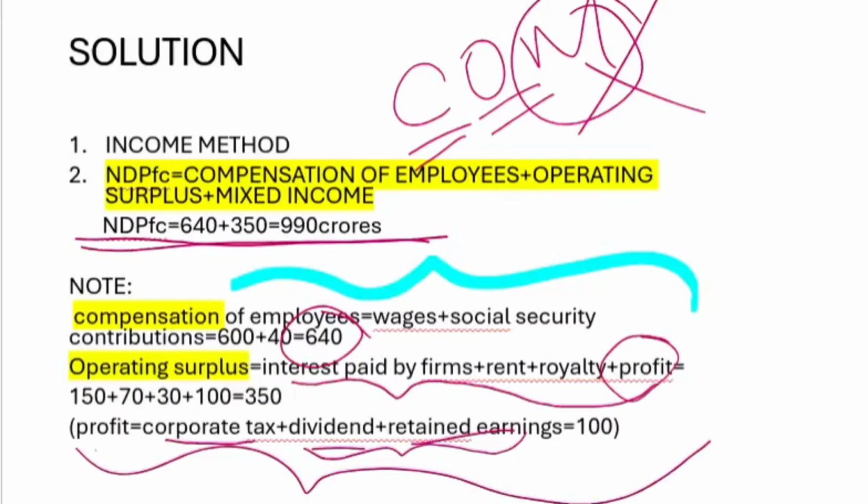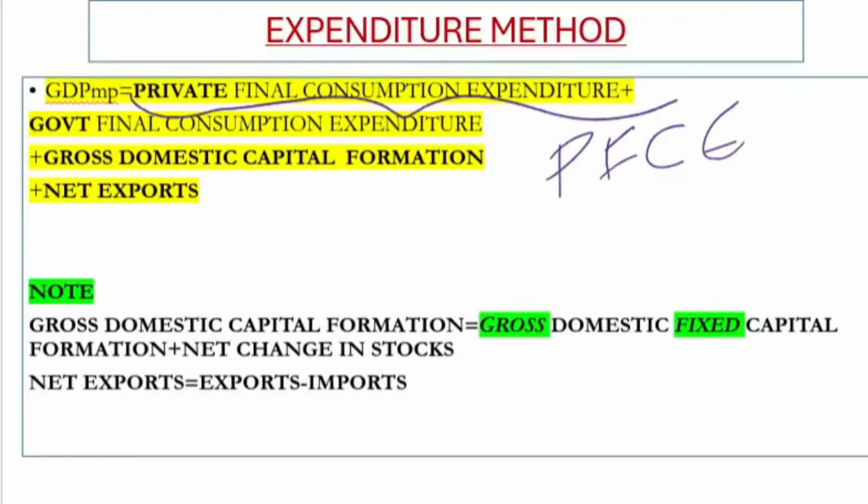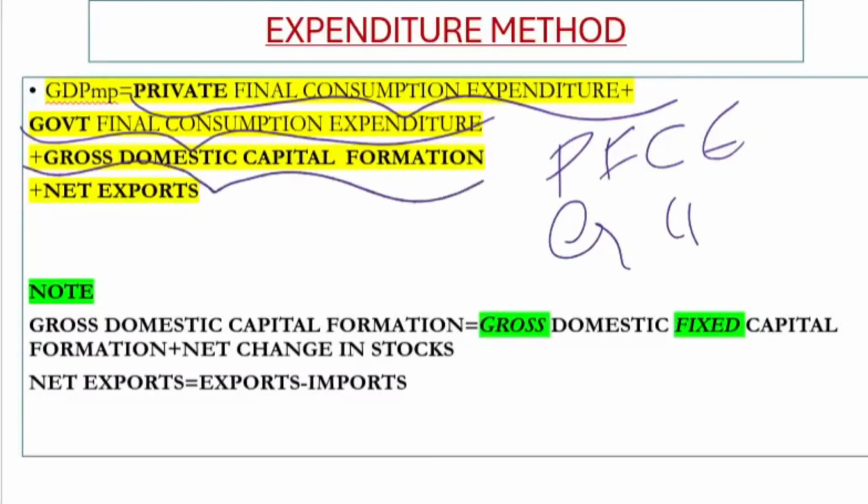Something which is for the production of goods and services, and only factor payments are considered. Now the final method, that is our expenditure method, which is somewhat easy. So the golden formula, and the resultant is the same as the first method, that is product method, GDP-MP. One is PFC, that is private final consumption expenditure, then government final consumption expenditure. These terms will be directly given. That's why I termed it as easy.